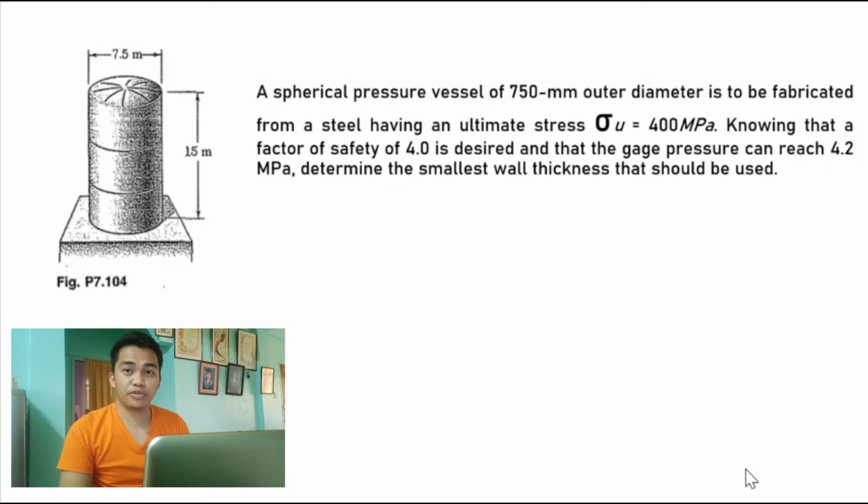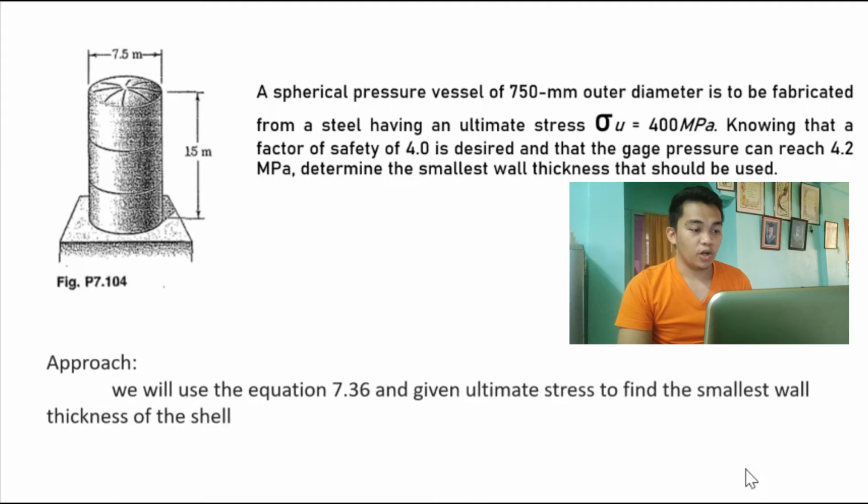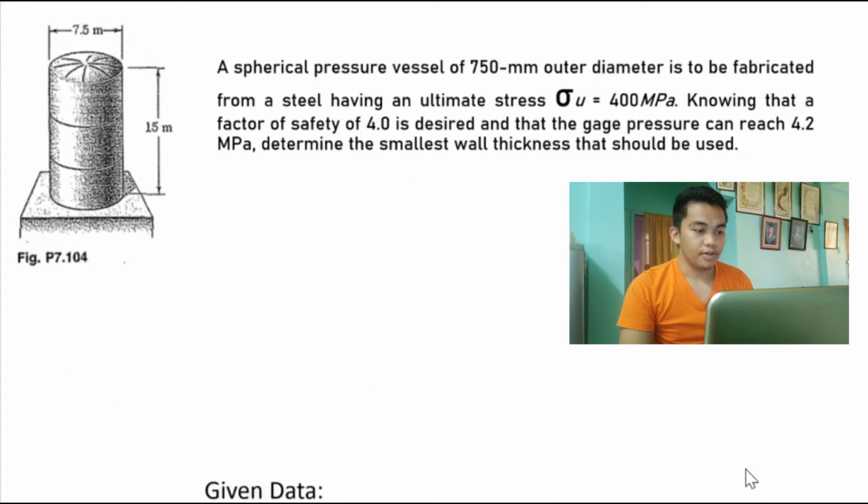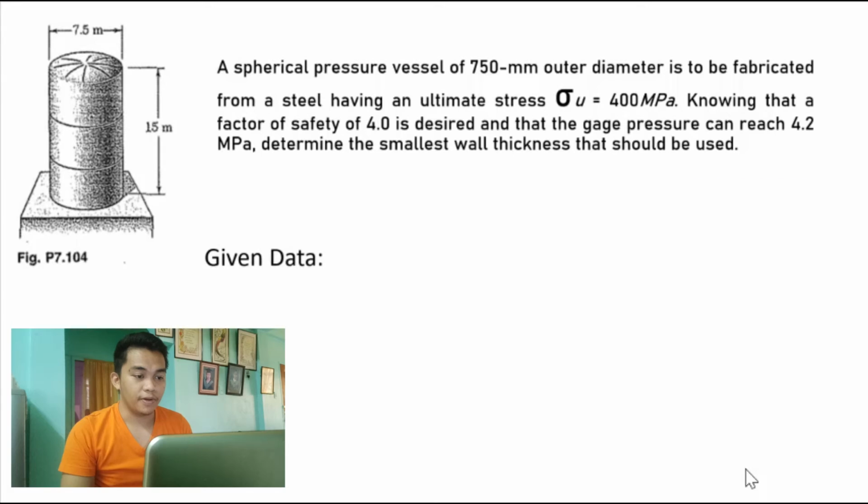So first, we're going to think about the strategy or the approach that we're going to use. The approach is that we will use equation 7.36 and the given ultimate stress to find the smallest wall thickness of the shaft. So first, we're going to state the given, so that we can easily solve the problem.